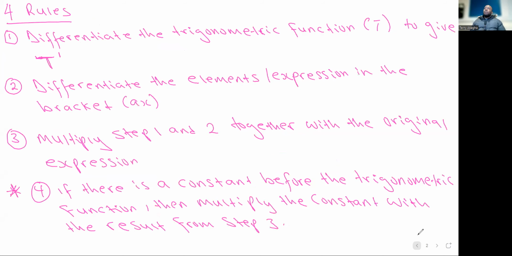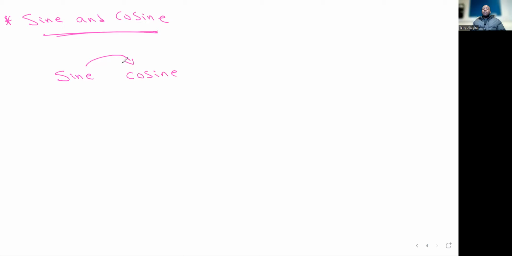So quickly, before we start taking some examples, I just want to explain some trigs. When you differentiate a trig function, what will be the derivative for that? The first one I'm going to start with is sine and cosine. For sine and cosine, there's a very funny relationship between both of them. When you differentiate sine, the answer you're going to get is cosine. So when you differentiate sine, it will give you cosine.